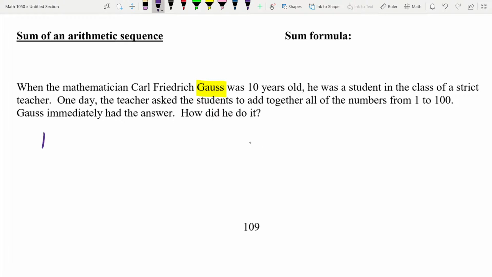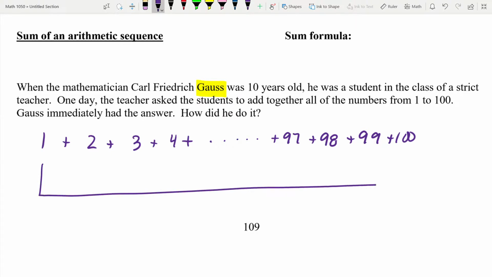Everybody look, write this down with me. 1 plus 2 plus 3 plus 4 plus, and so on, plus 97 plus 98 plus 99 plus 100. Have to add all those together. Does anybody have any idea how to do it quickly? Go backwards and they all go to 100. 99 plus 1, 98 plus 1. So I don't do 99 and 1. I do 1 and 100.